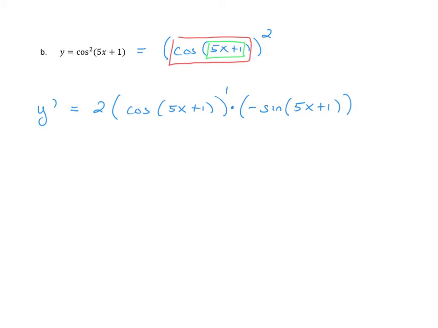But again, we've got to take the derivative of this whole thing. By the chain rule, since we have 5x plus 1 and not just x, I have to multiply by the derivative of that thing, which is 5. So this negative sine of 5x came from this first part, and this 5 came from the next part, which is this thing here. So we don't have to simplify it. This is the answer.